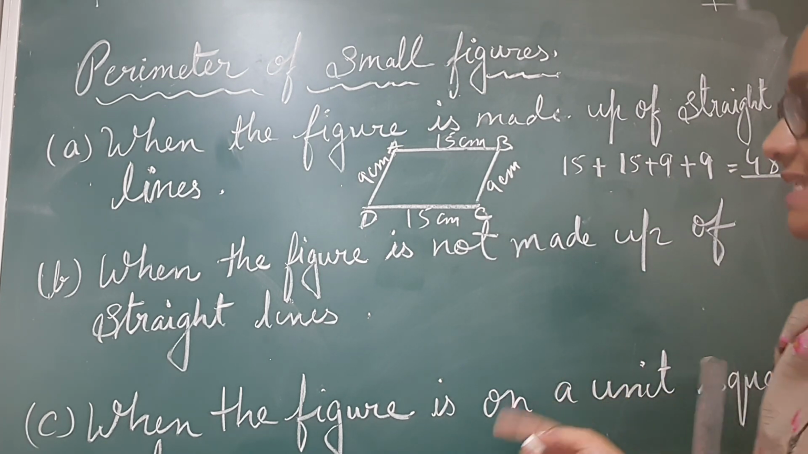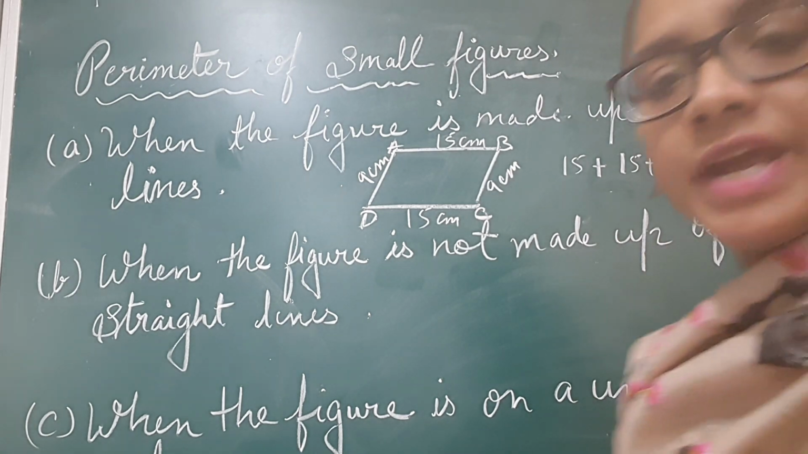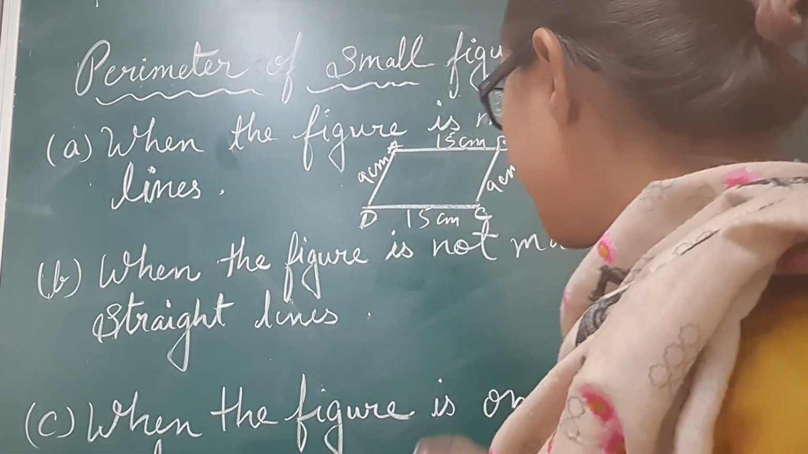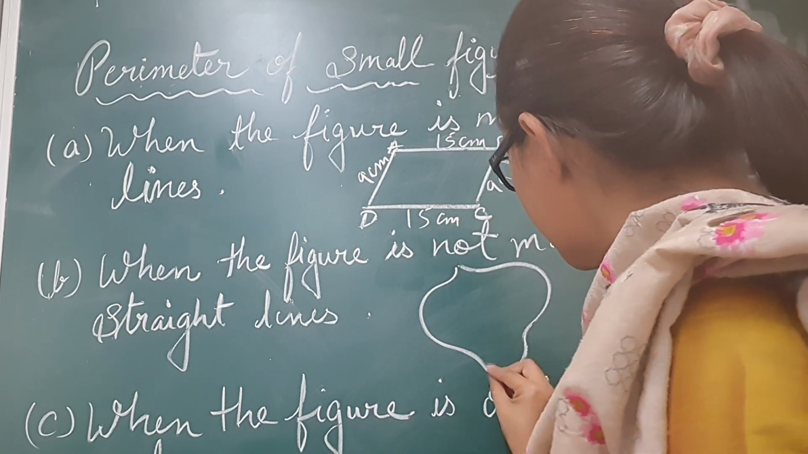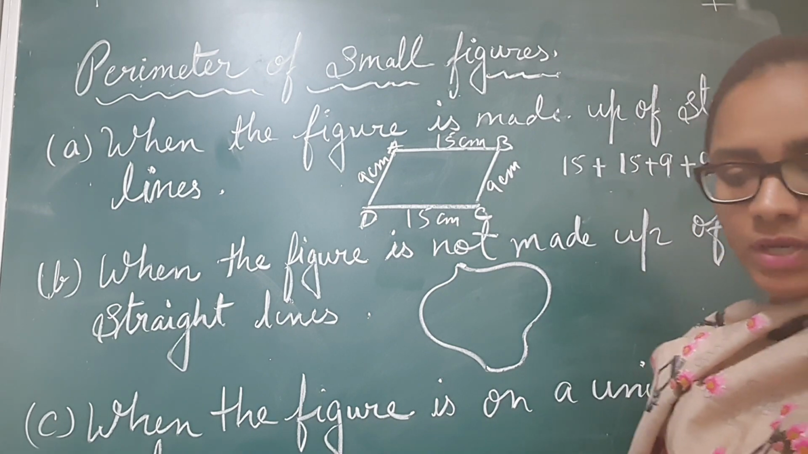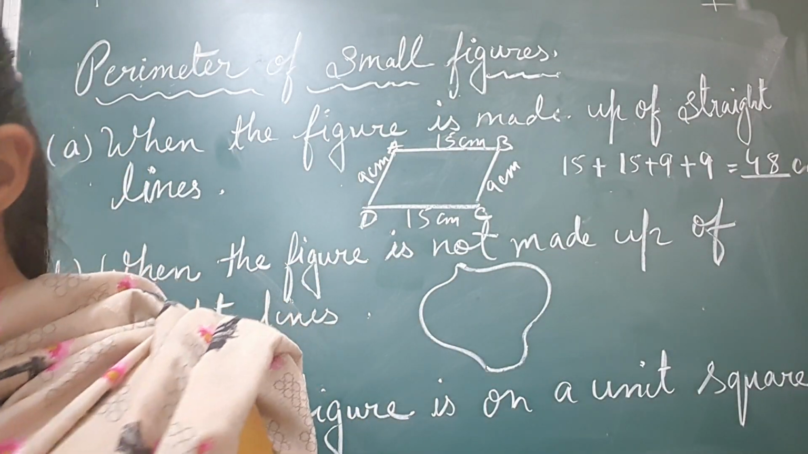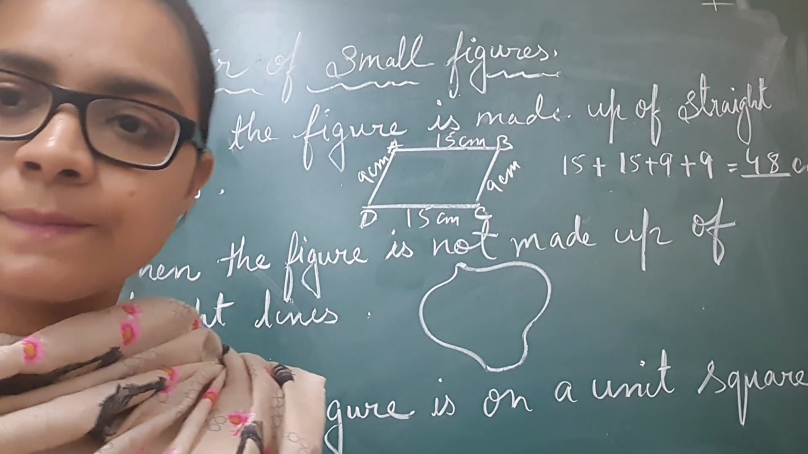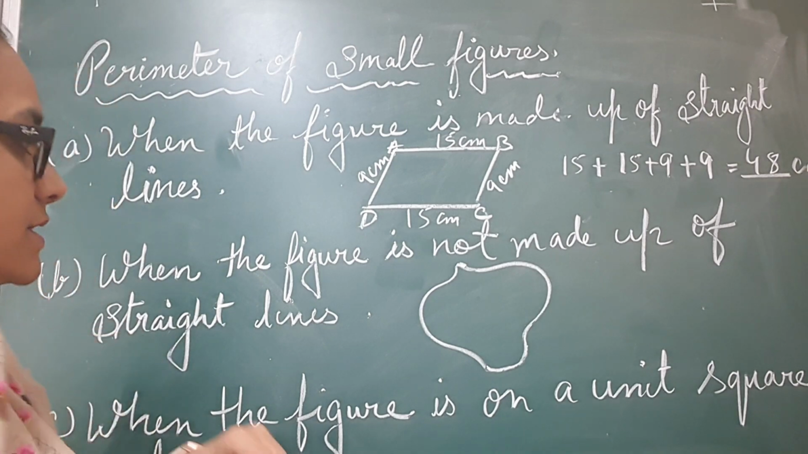Next, when the figure is not made up of straight lines. That means it is made up of a curved line. How are you going to measure this? For measuring this, you can use a string or any thread. For this, I am using this string over here.